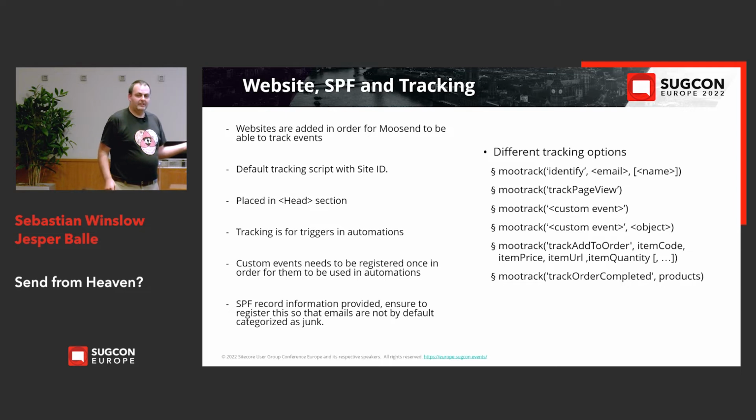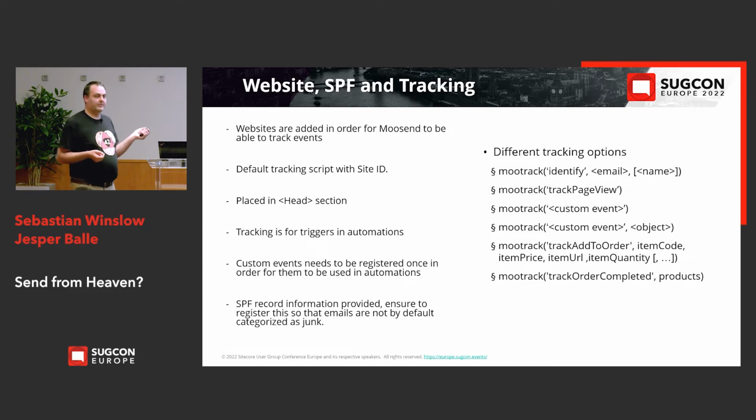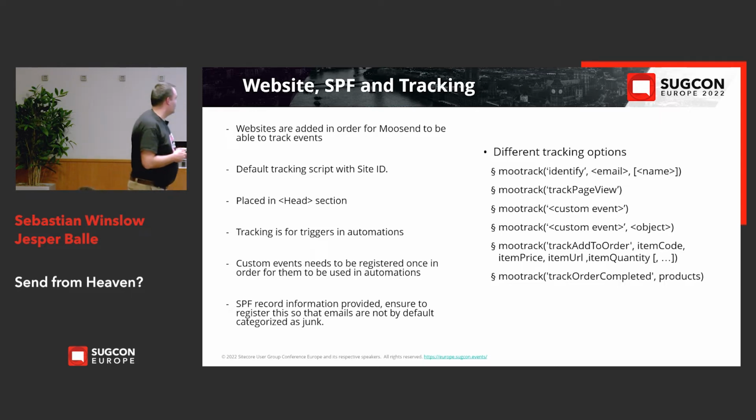Moosend track custom event. Of course, it's not custom event, you write the event that you want to have, and then you can start tracking on it. And you can even say moosend track custom event and then put an object with parameters with it as well. And this is how track add to order or track order completed actually works. It's just custom events that are predefined, where they have item code, item price, and things like this, sending it back to Moosend.